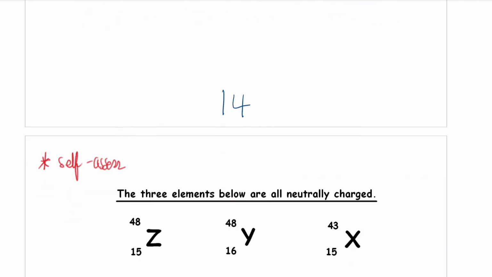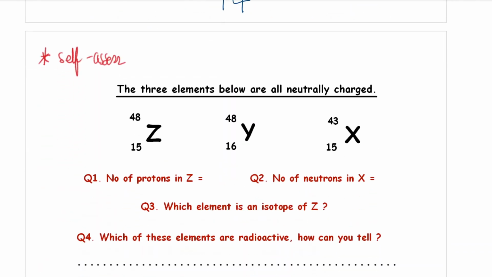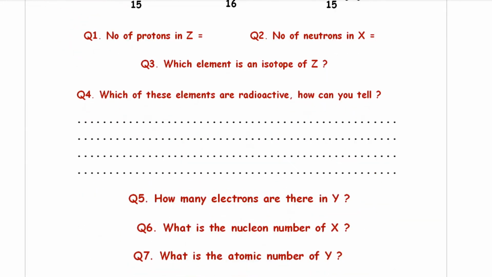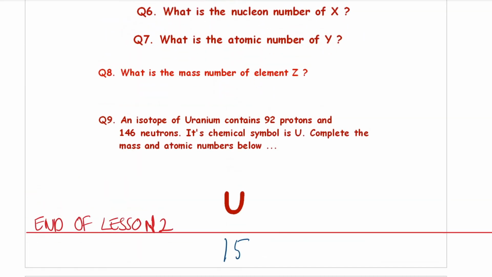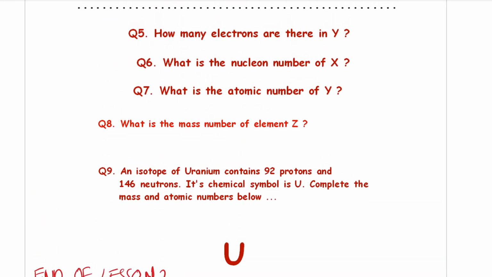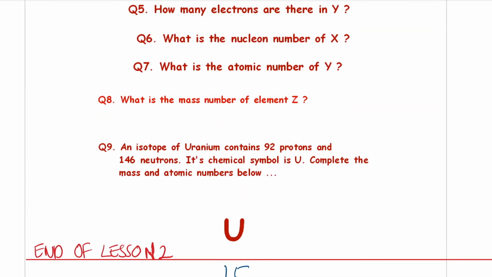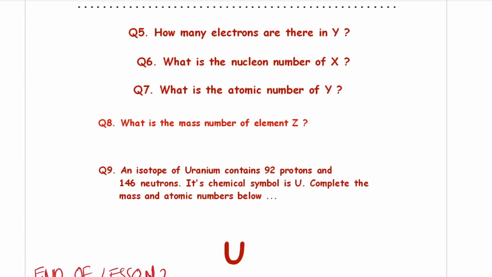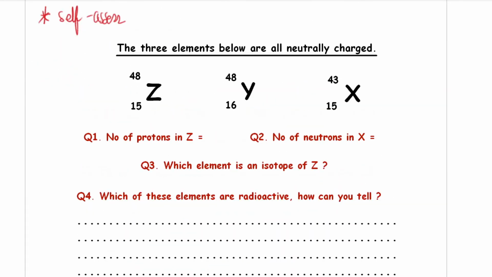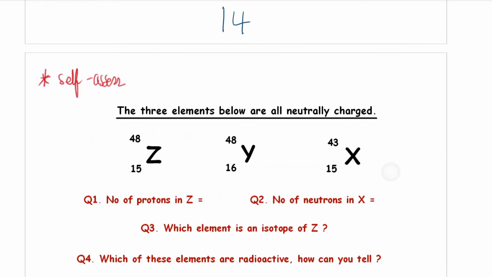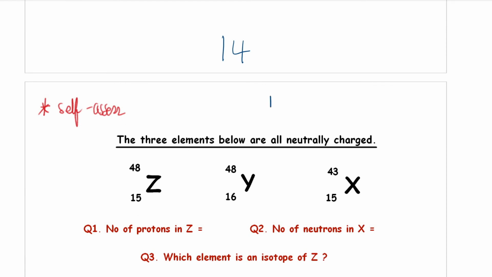turn over the page to page 15, another self-assessed activity. Let's see how far we go up to question 9. Yeah, question 9 is the last question of this lesson. When you finish question 9, press play and mark your work. So press pause. Ready for it? Now.